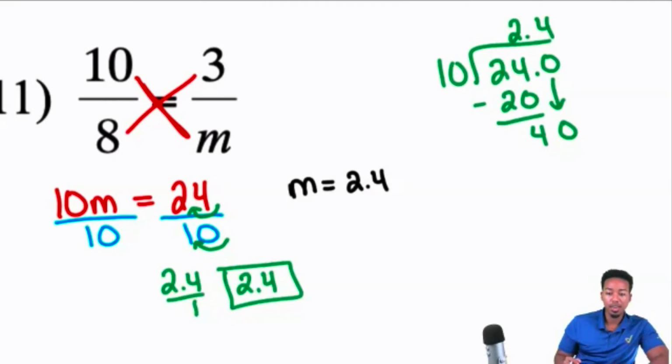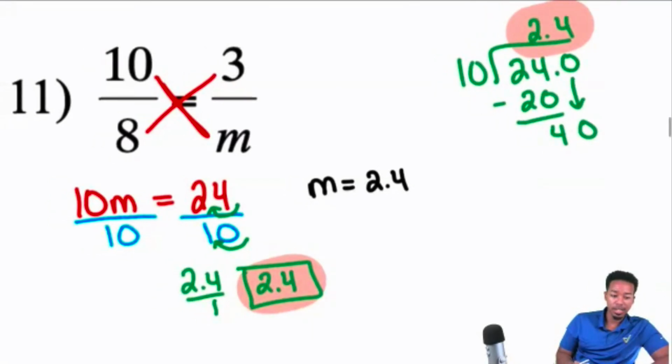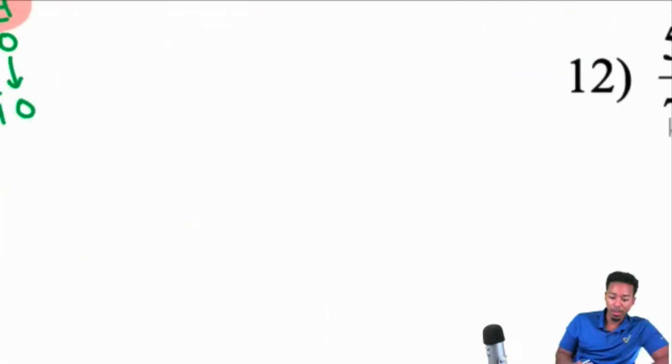And so hopefully that makes sense for sure to everybody. Again, dividing by 10, you can just move the decimal place over, or you can actually perform the division. Either way is fine. So hopefully that makes sense, everybody. Now we can move on to number 12, and let's go ahead and get it.